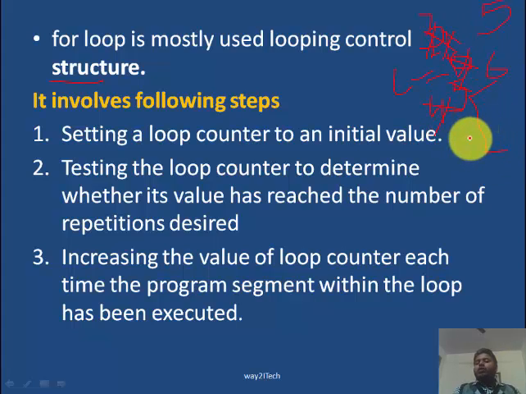Now we will come out of this block. So we will have a test condition which tells us how many times we have to execute the block, or how many repetitions to do, increasing the value of the loop counter each time the program statements within the loop have been executed. Each time we increment this counter variable so that we can know how many times we have executed the for loop.